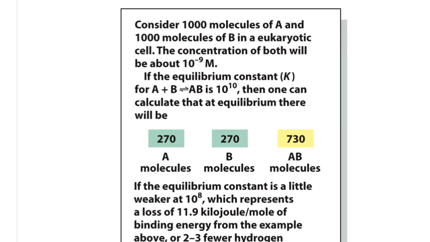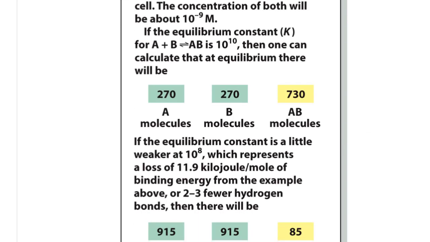So consider 1000 molecules of A and 1000 molecules of B in a eukaryotic cell. The concentration of both will be about 10 to the minus 9 molar. If the equilibrium constant K for A plus B going to AB is 10 to the 10, then one can calculate that at equilibrium there will be 270 A, 270 B, and 730 AB molecules.